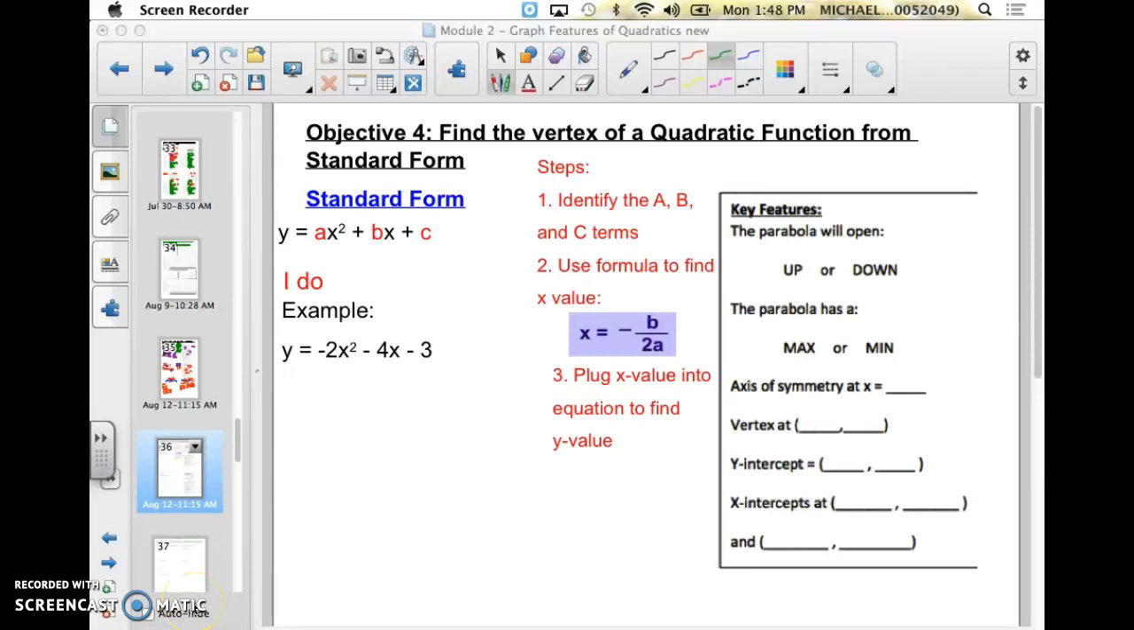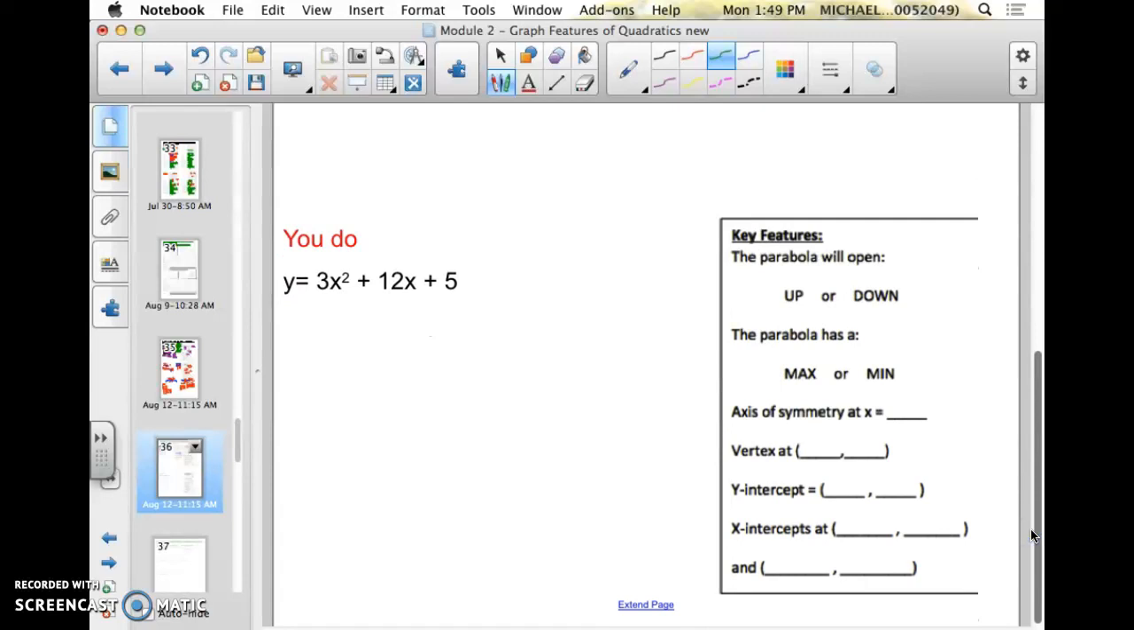All right, objective 4. You find the vertex of a quadratic function from standard form. If you remember, standard form can be written as y equals ax squared plus bx plus c, standard form quadratic function. I'm going to do an example of how to find the vertex in standard form, and then I'll have you pause the video and try your own example to check your understanding and check your work with mine.